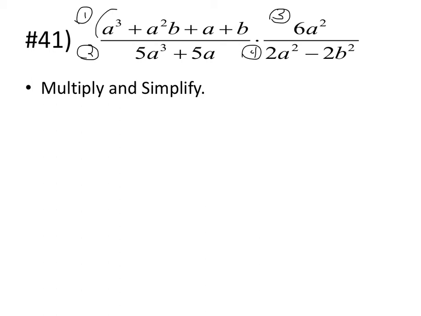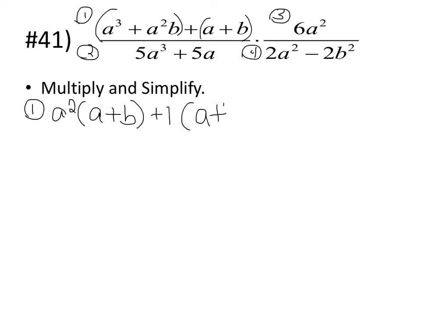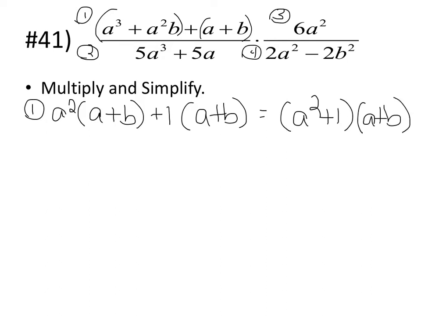The first one I'm going to factor by grouping. Okay, so this is factoring number 1. So I'm going to factor an a squared out of the first group, leaving me a plus b. And then in the back, you've just got a 1 being factored out, leaving you a plus b. So your factored version is a squared plus 1 times a plus b. Okay? So this is number 1 factored.